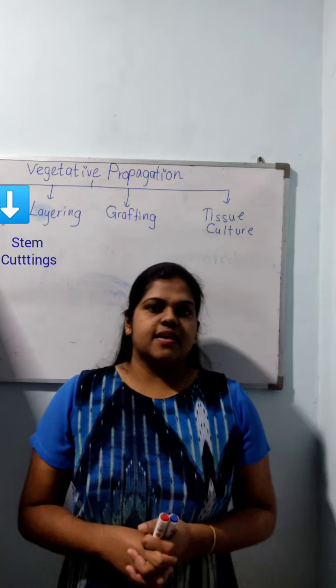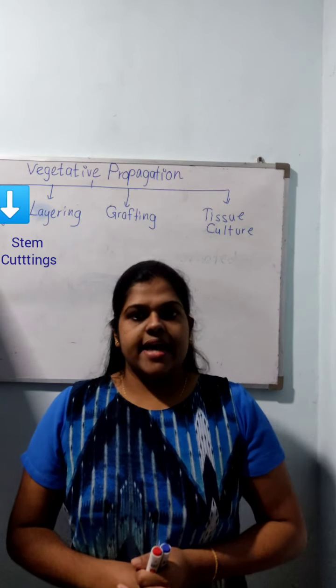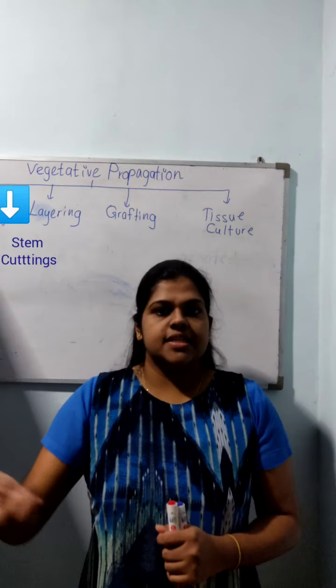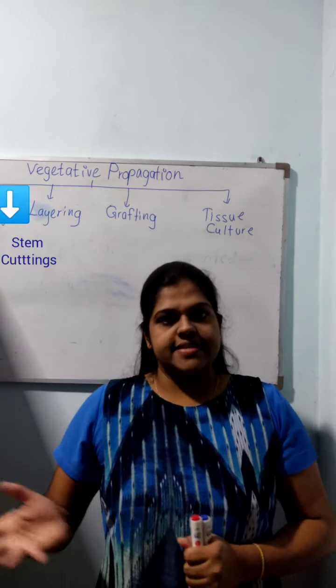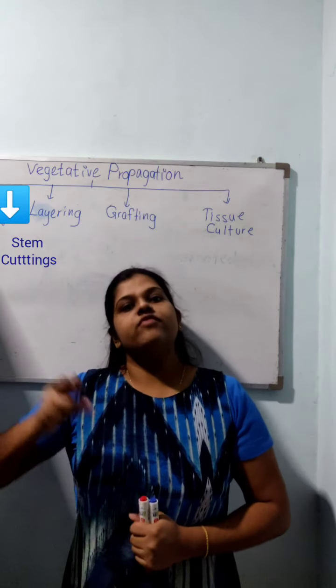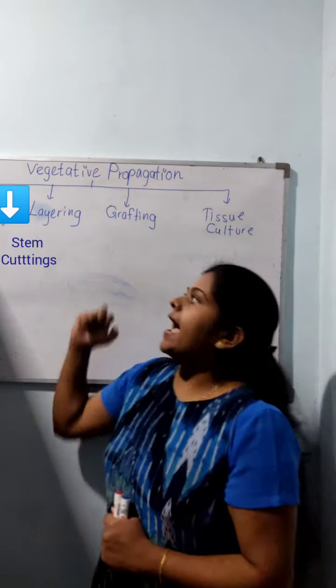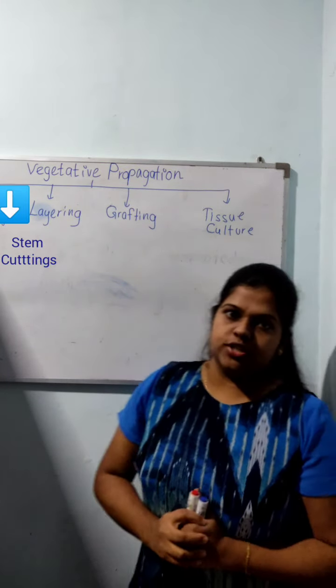Today we are going to discuss what this artificial reproduction is. We call it vegetative propagation. Propagation means giving another generation. With the interference of humans, this is happening. Mainly the vegetative propagation can be divided into four parts: stem cuttings, layering, grafting and tissue culture.